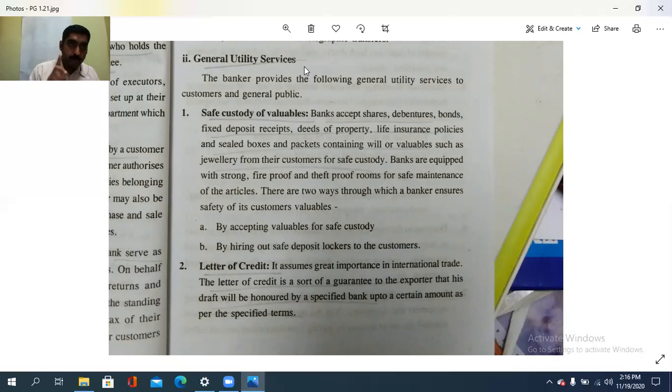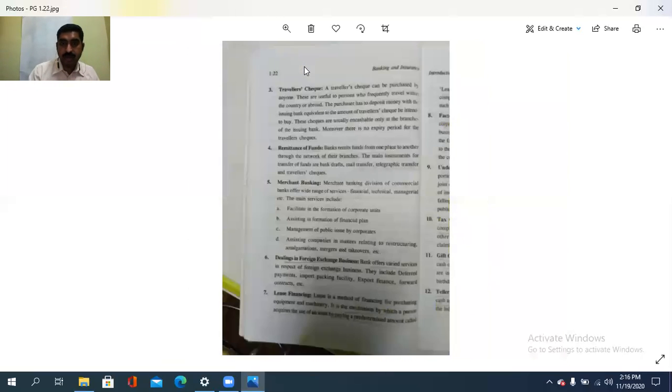So general utility services, one is safe custody of valuables, another one is letter of credit, and another one is what?